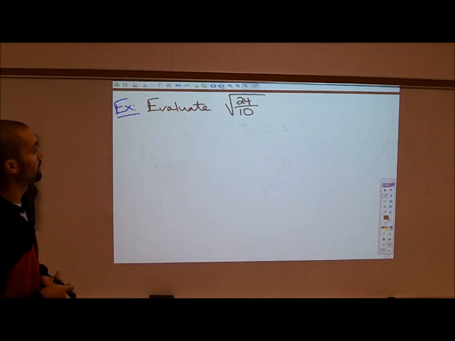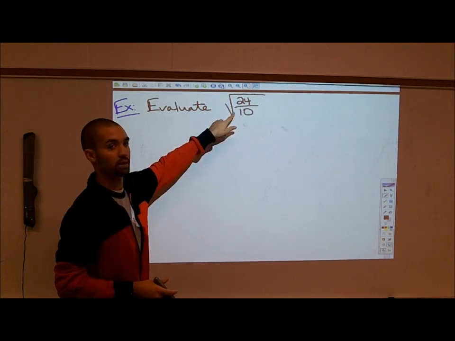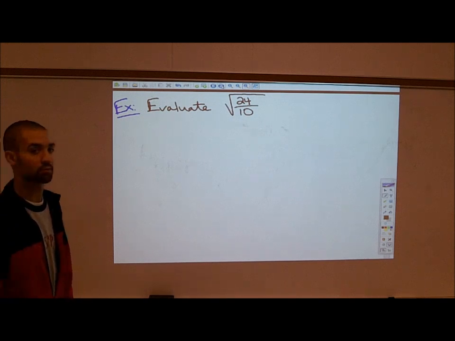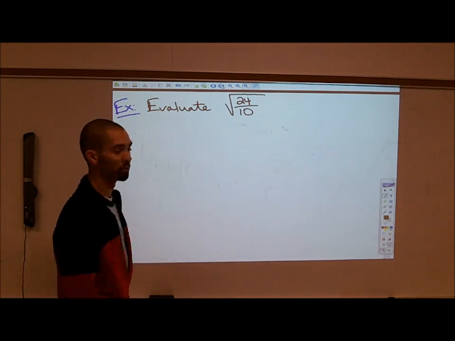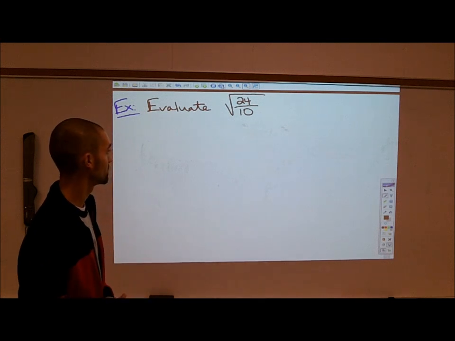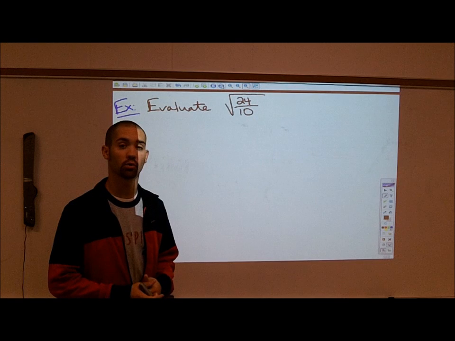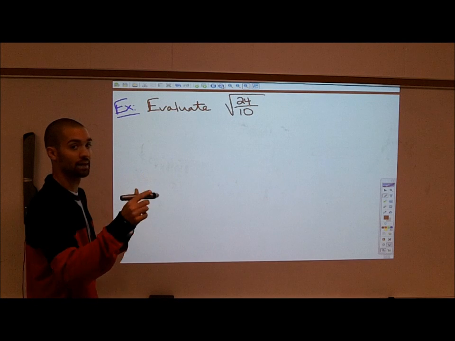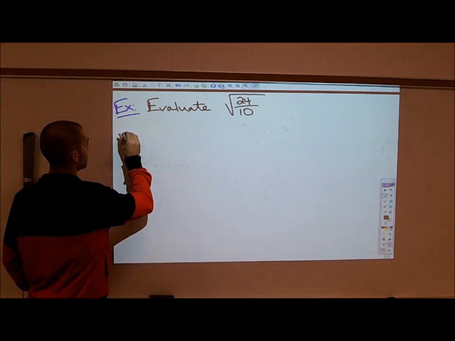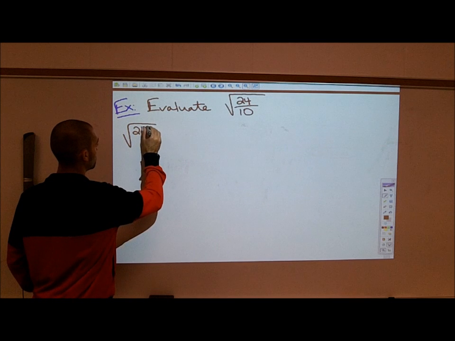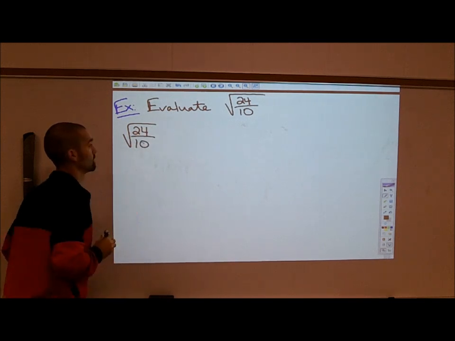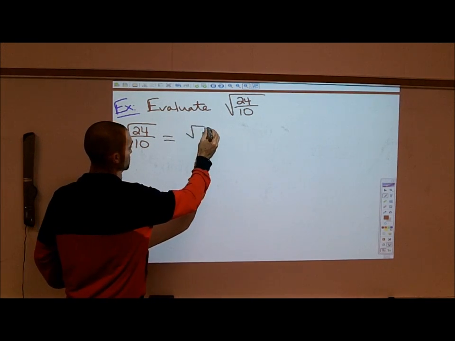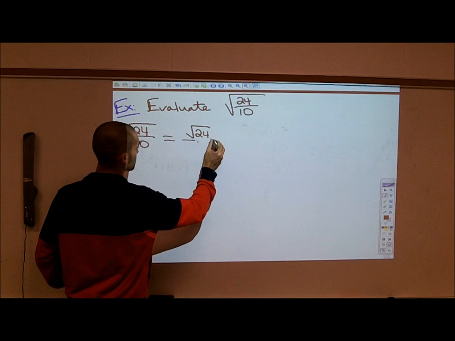Well, now we have a division problem inside the radical. Okay, well, can we divide 24 by 10 and get a nice even number? No, we would get 2.4, and we don't want decimals. Well, what's nice about the quotient property, just like the product property, is you can go in kind of a circular motion, circular method. So if I have the square root of 24 over 10, I can break it down into two radicals. It can become square root of 24 over the square root of 10.